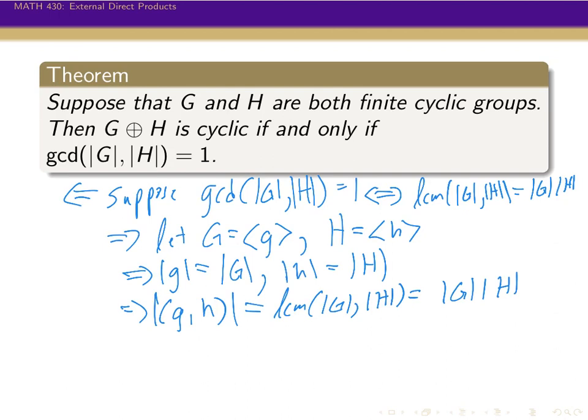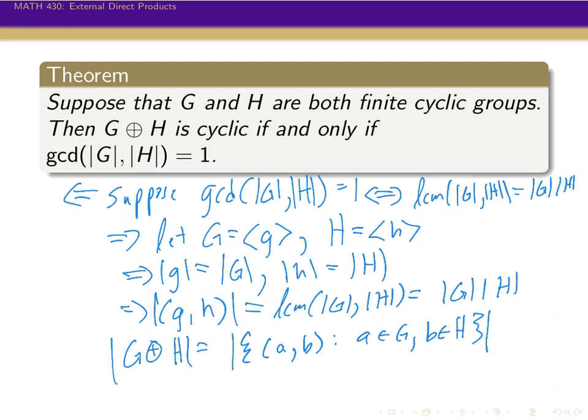And the product of G and H, well, if you think about how many things are there total in G plus H, well, this is all tuples (A, B), where A is in G, B is in H. And so this means that we have the order of G possible things to put into the first slot, and the order of H possible things to put into the second slot. So how many things total are there?